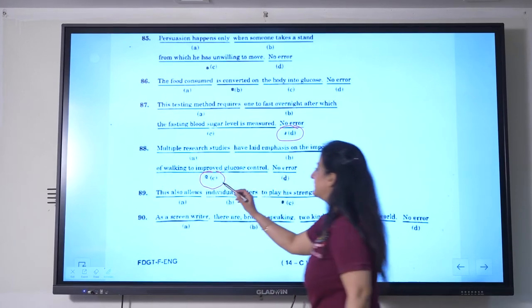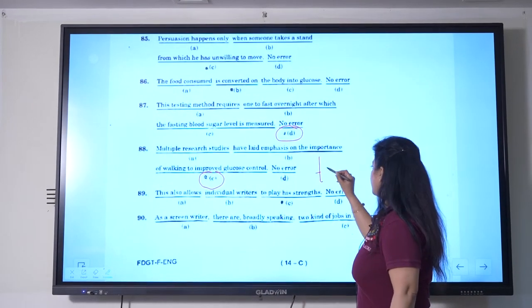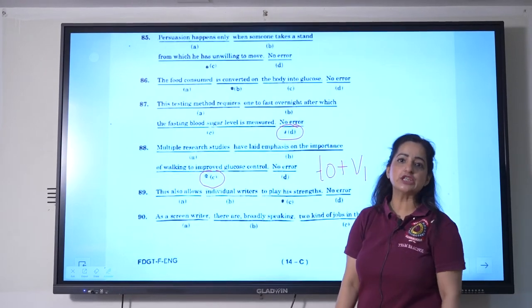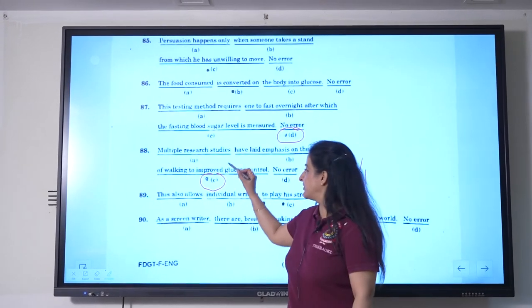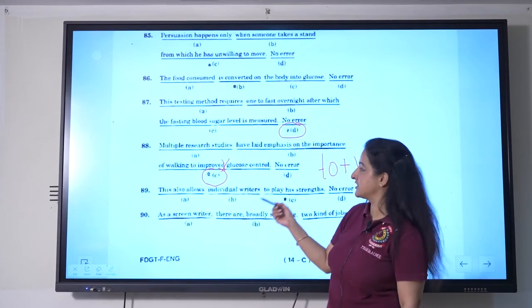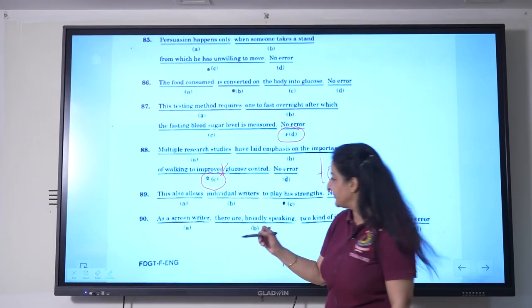Charlie has an error. After 2, you don't use V2 or V3. What do you use? 2 plus V1. So, it won't be "improved", right? It will be "improve". To improve the glucose control, not "to improved".